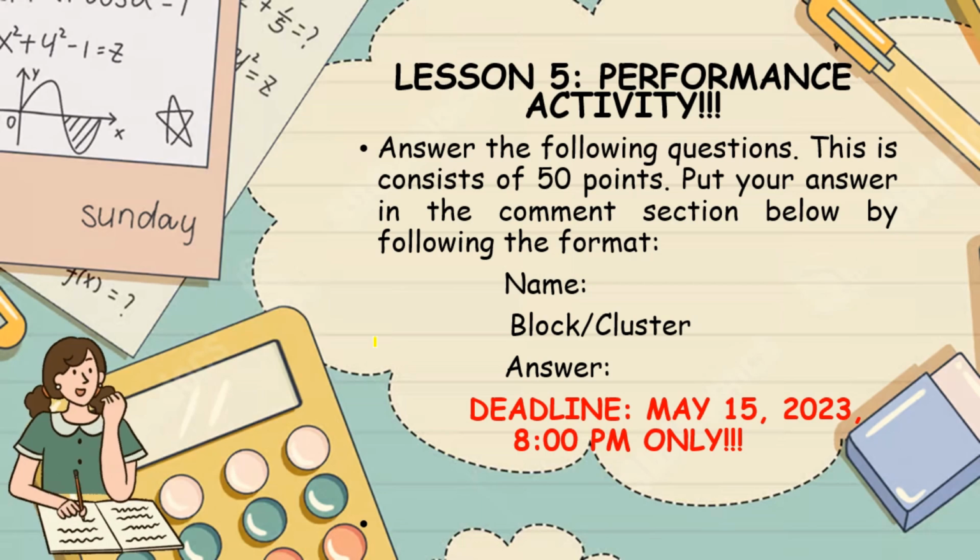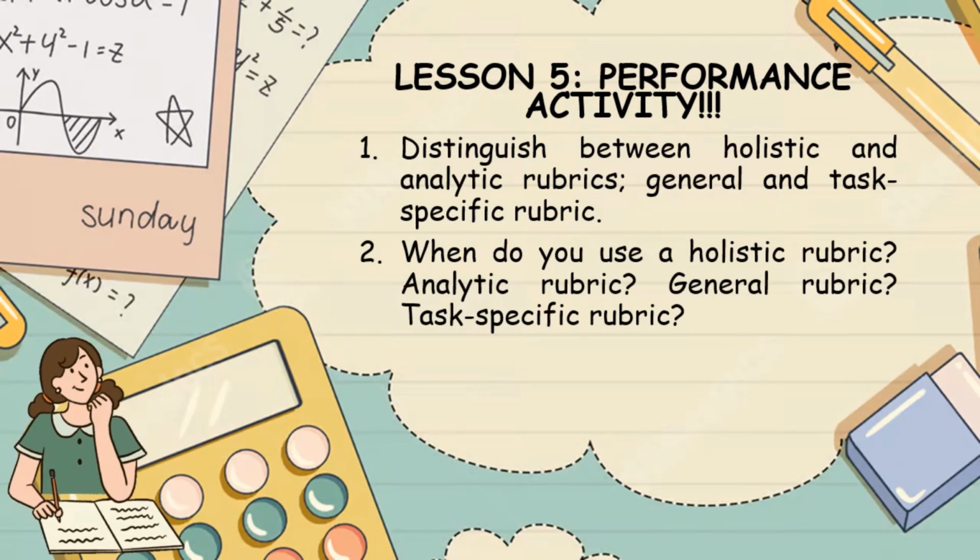For example, you belong to block A or block B. You just put block A, and cluster for those outside the main campus, and then your answer. These are the questions. Number 1, distinguish between holistic and analytic rubrics, general and task-specific rubrics. Number 2, when do you use a holistic rubric, analytic rubric, general rubric, and task-specific rubric?